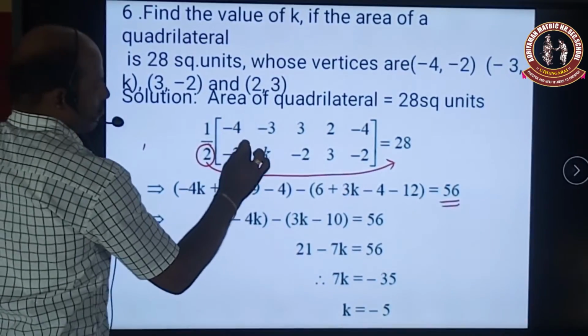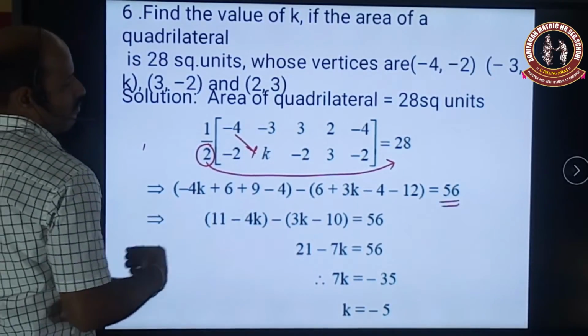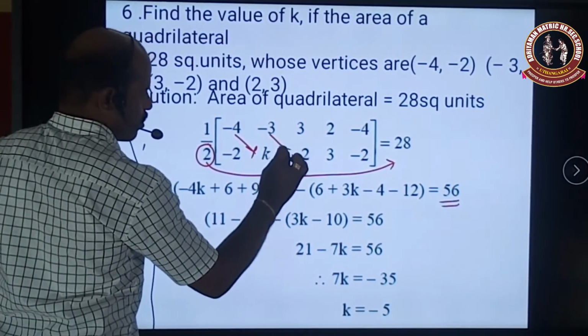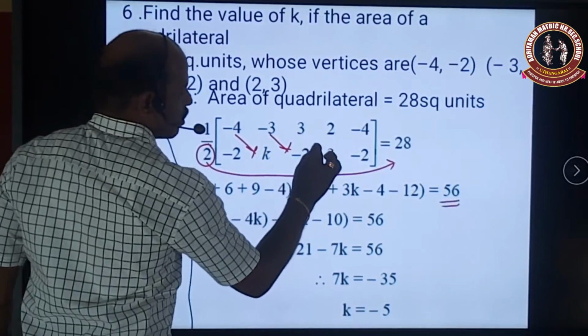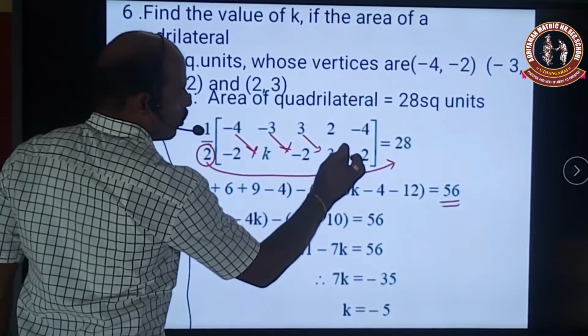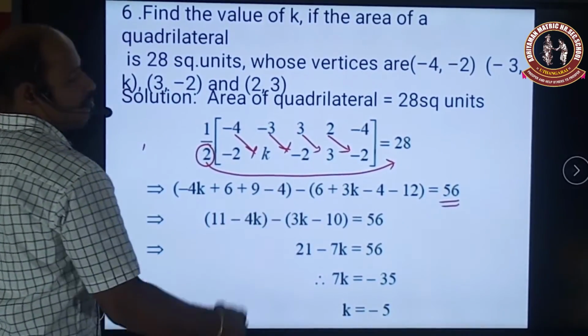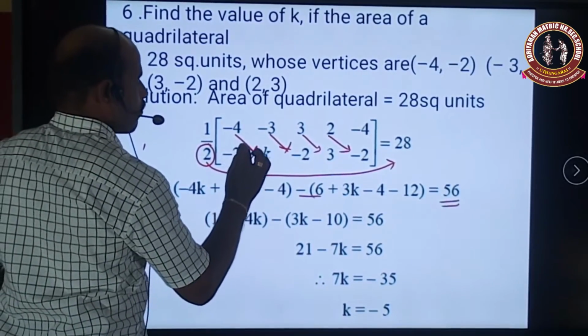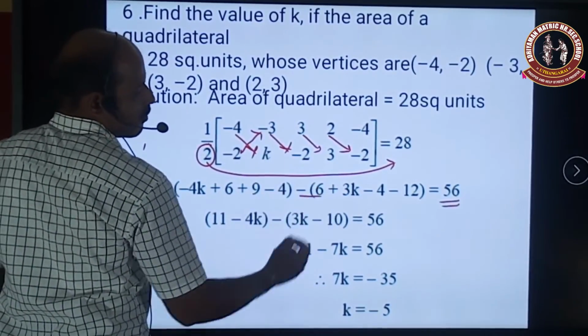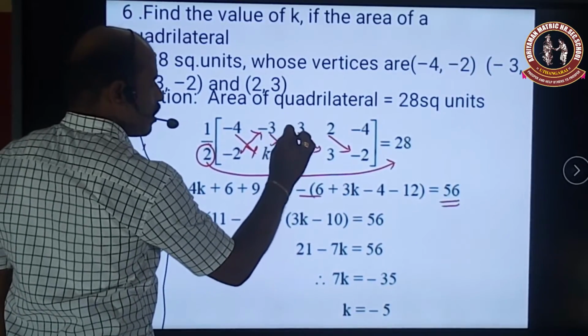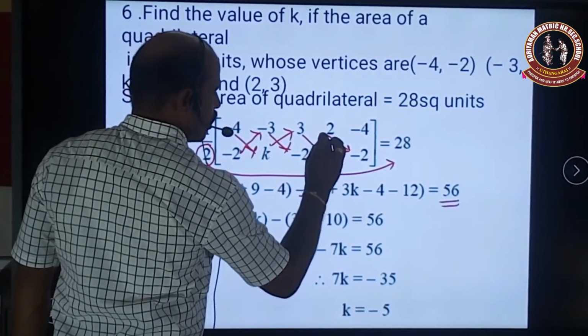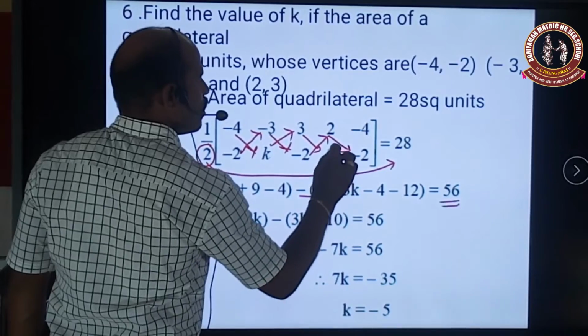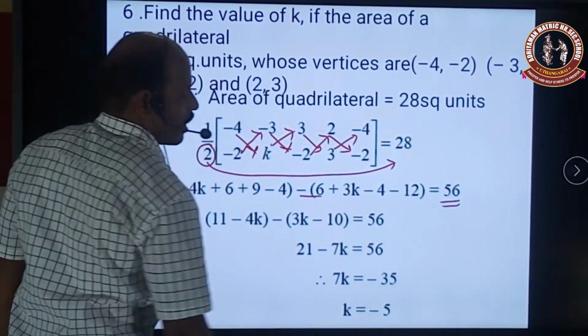Again multiply minus 4 into k equal to minus 4k. Minus 3 into minus 2 equal to plus 6. 3 into 3 equal to 9. 2 into minus 2 equal to minus 4. Minus of next downside 0. Downside 0 means minus 2 into minus 3 equal to plus 6. K into 3 equal to 3k. Minus 2 into plus 2 equal to minus 4. 3 into minus 4 equal to minus 12.